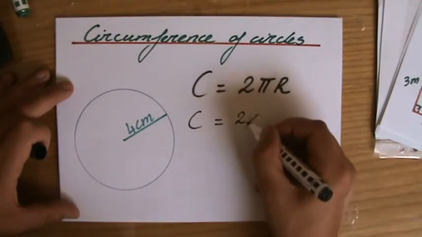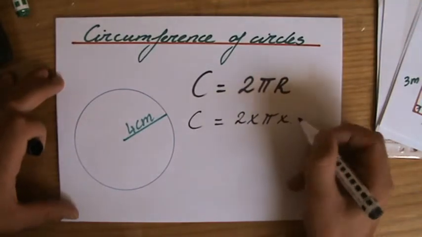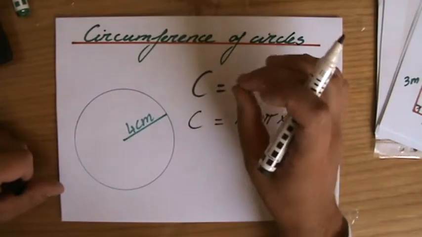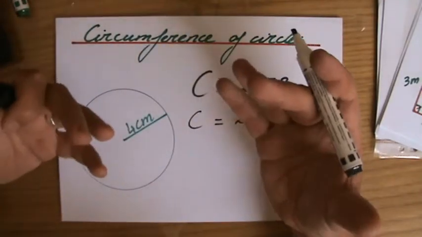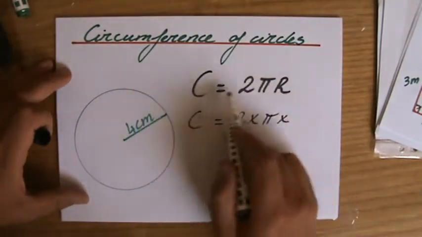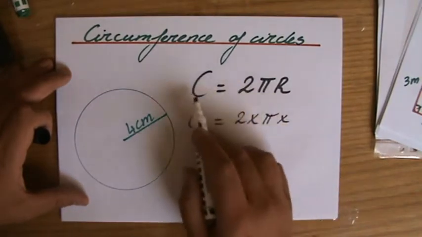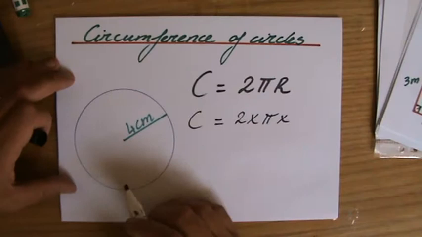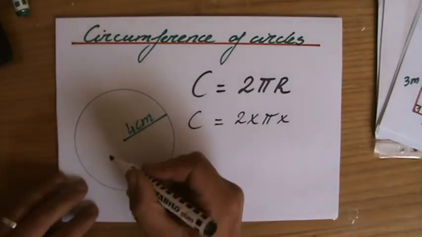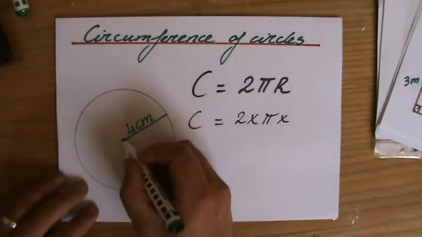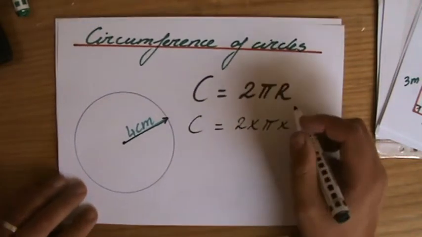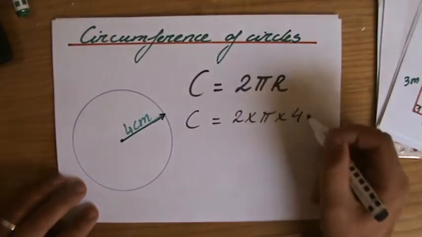Yeah, 2 times pi times the radius. All I have to do is to find the radius. The radius is the only unknown, the only variable, if you like, in this formula. Yeah, of course the circumference can vary as well, but the radius, that's what you want to find out. Now what is the radius? The radius is that line, the length of that line from the center to the circumference of the circle. 4 centimeters in this case, so times 4.